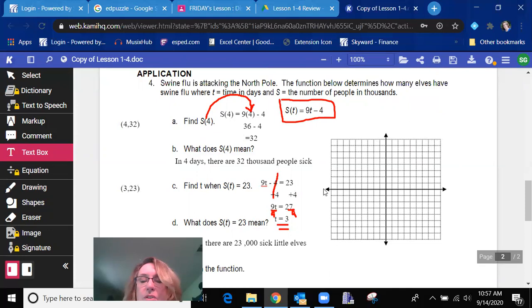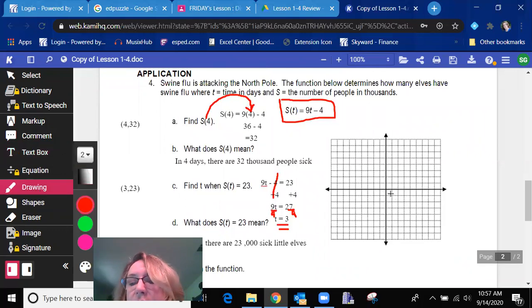So what I want to look at first is the x's. What are the x's that I'm trying to graph? The 4 and 3? Yes, so I'm just going to go ahead and count by ones: 1, 2, 3, 4, 5, 6, 7, 8. But what y's do I have? 32 and 23. I can't fit those here, so I'm going to count by something else.